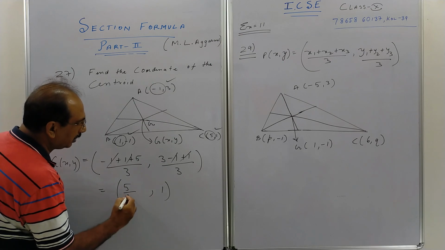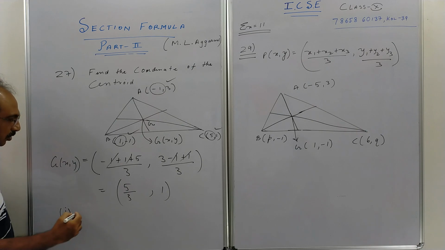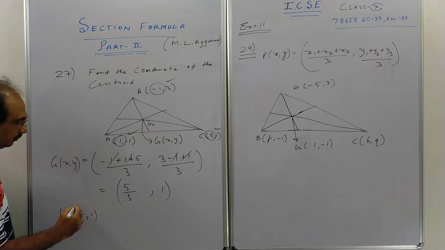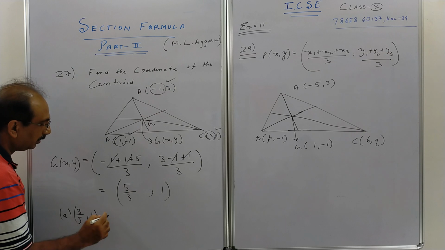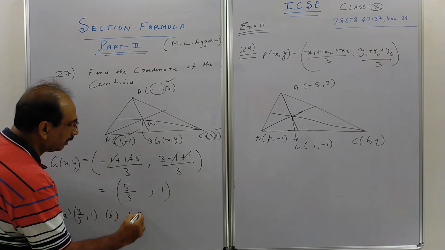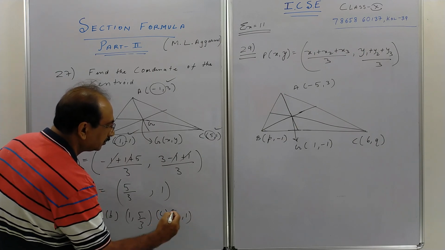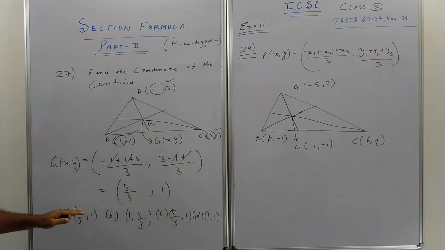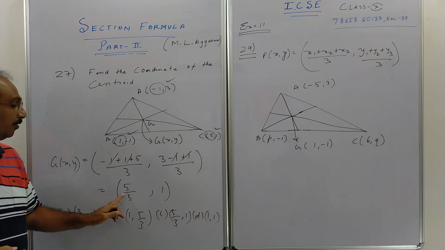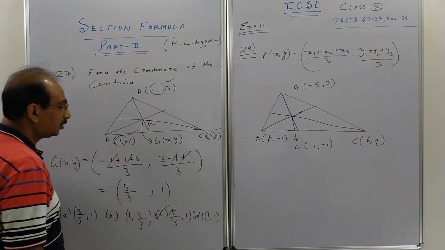So children, you will have 3 choices, suppose, same question. What is the centroid of the triangle? They give you choices. Choice A, 3 by 5, 1. Choice B, 1, 5 by 3. Choice C, 5 by 3, 1. Choice D, 1, 1. So here you have to choose in MCQ which is the correct one. You will see 5 by 3, 1 is correct. This is opposite of 1, 5 by 3. So you will say C is right.